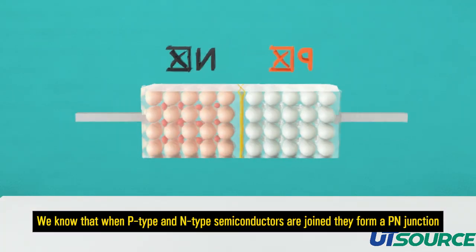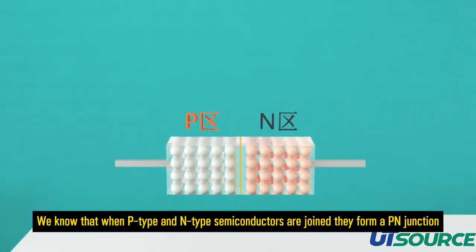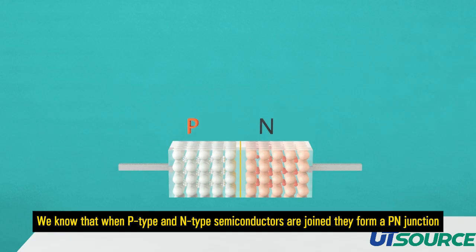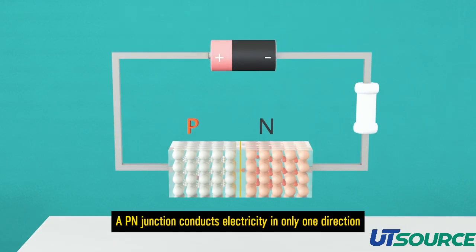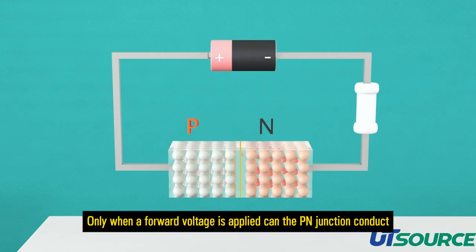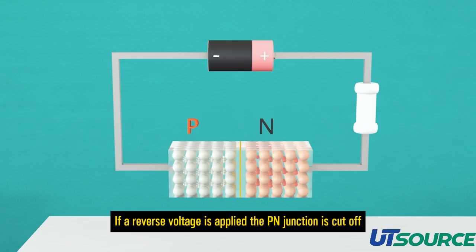We know that when P-type and N-type semiconductors are joined, they form a p-n junction. A p-n junction conducts electricity in only one direction. Only when a forward voltage is applied can the p-n junction conduct. If a reverse voltage is applied, the p-n junction is cut off.